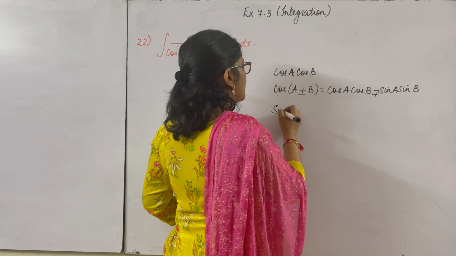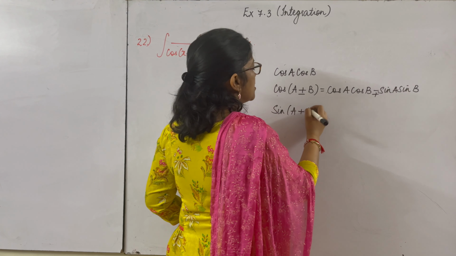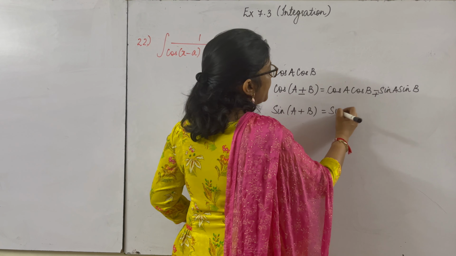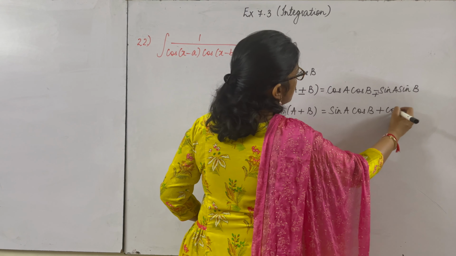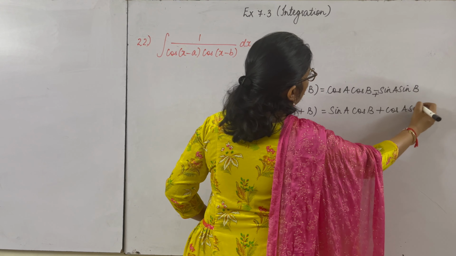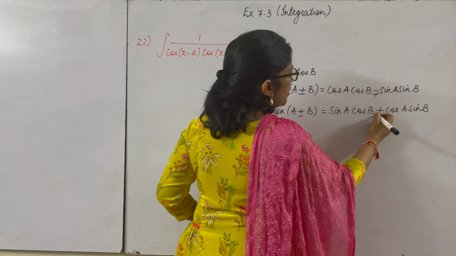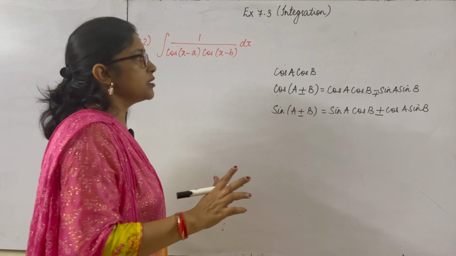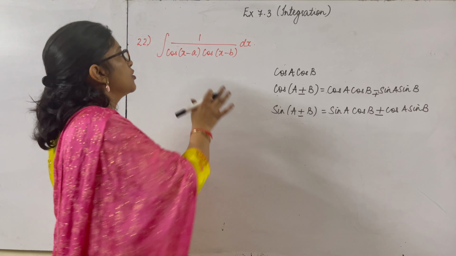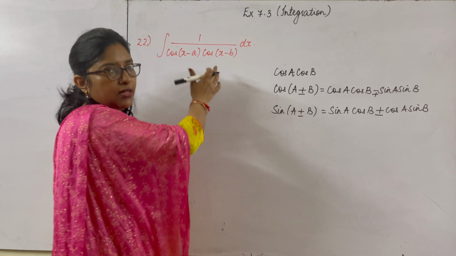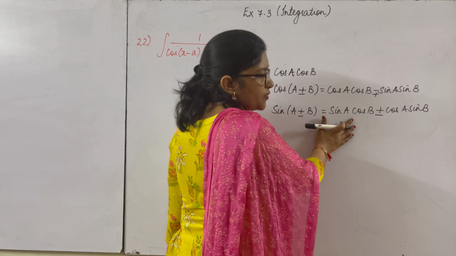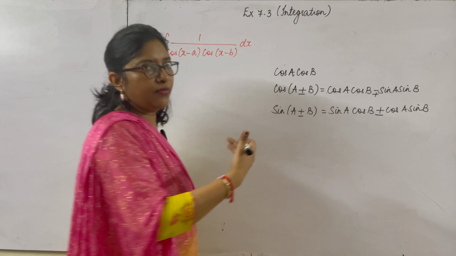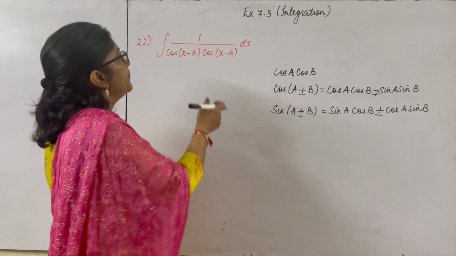And if we take sin A plus B, we have sin A cos B plus cos A sin B. Again, if there is minus here, you have a minus sign here. So these are the two formulas which we can think of when you have a function like this. Now, we will be taking up the formula of sine. As we go on doing, we'll understand why we are taking sine.